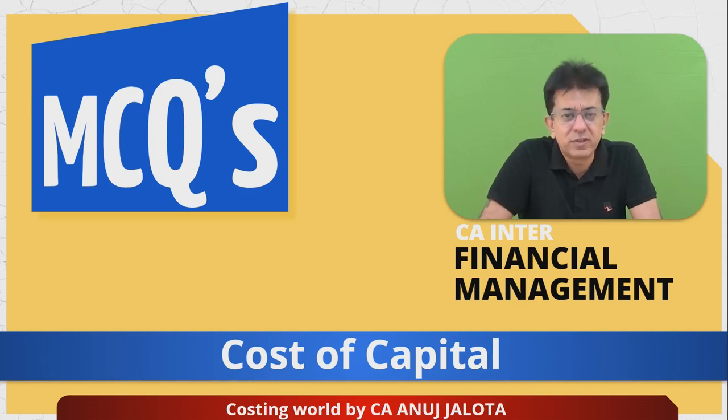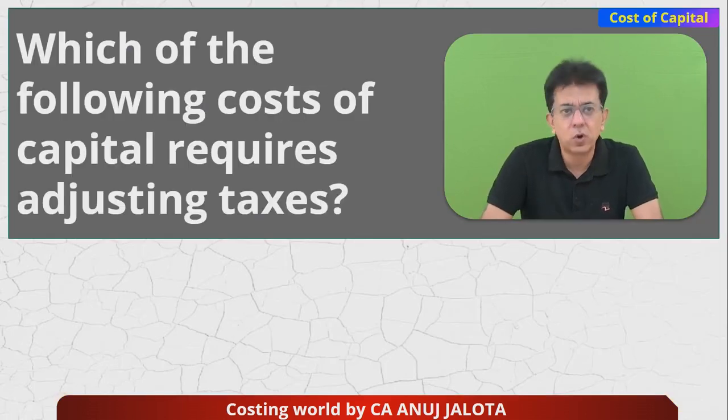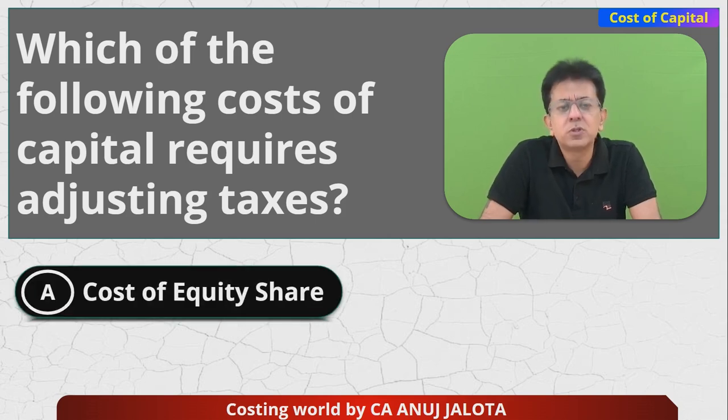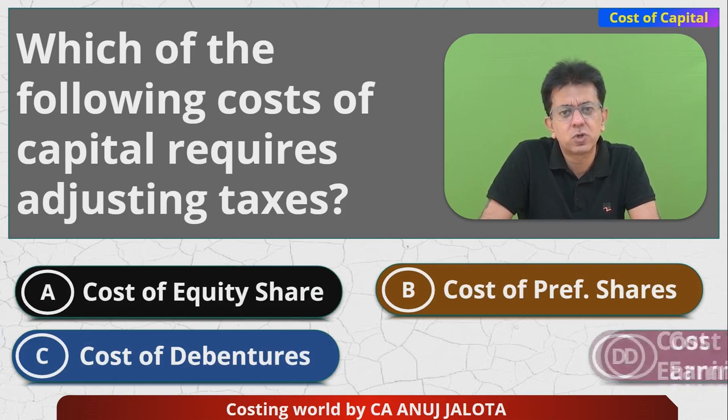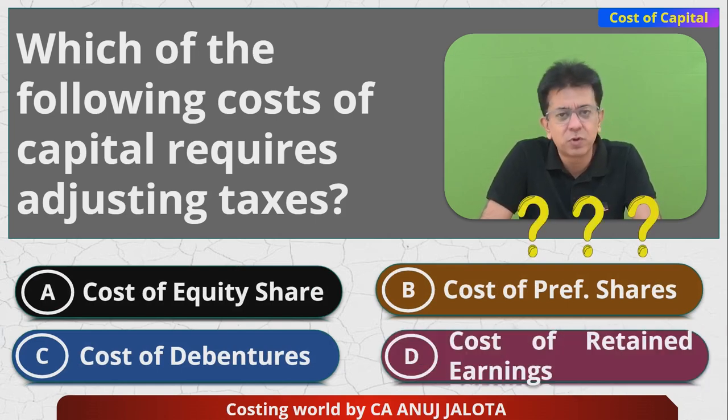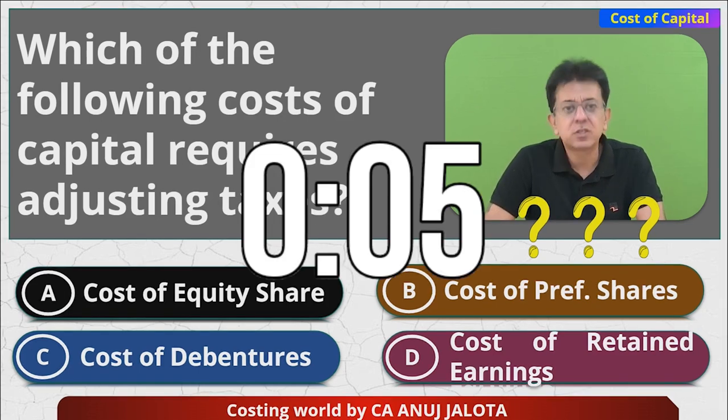So let's see whatever is the question today. Which of the following costs of capital requires adjusting taxes? Taxes means income tax, I guess. Four options: cost of equity shares, cost of preference shares, then cost of debentures, or cost of retained earnings. Now this is simple. Think of all your formulas and comment your answer below, please. This is easy. Do it fast.